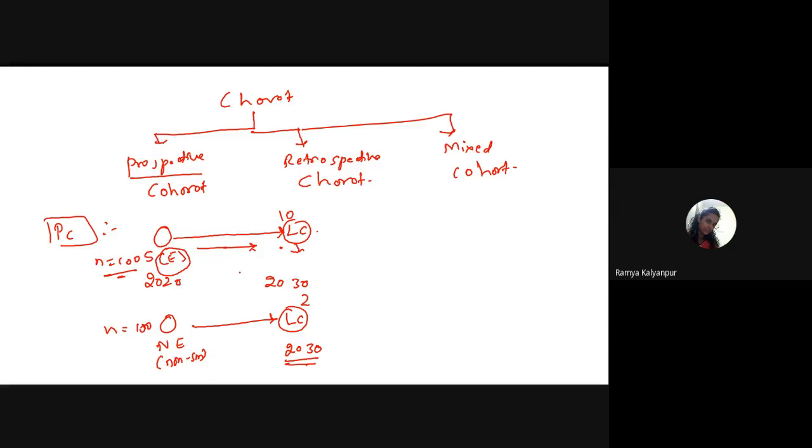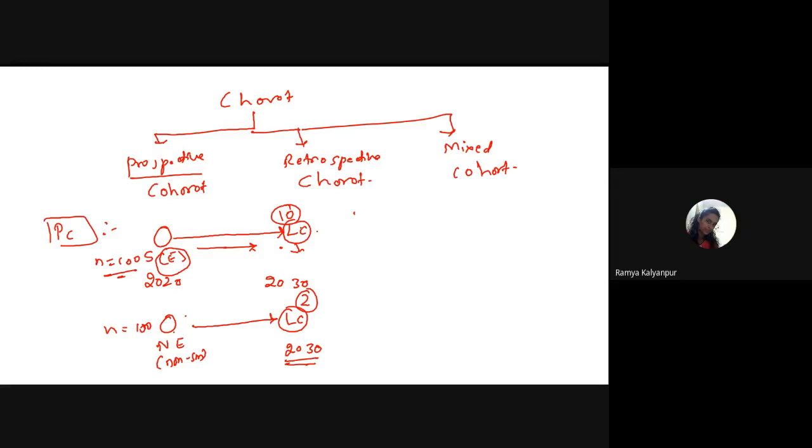So now, in smokers, 10 people have developed lung cancer, and in non-smokers, two people have developed lung cancer. Now, can you say that smoking is a risk factor for lung cancer? Yes, we can tell, but we cannot just say it directly like that. Am I audible, students? Yes, ma'am.